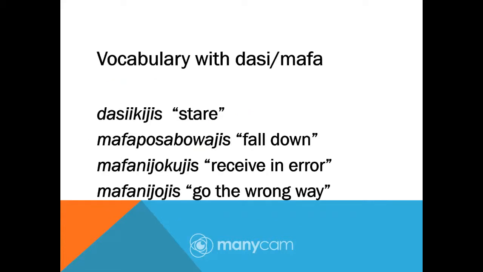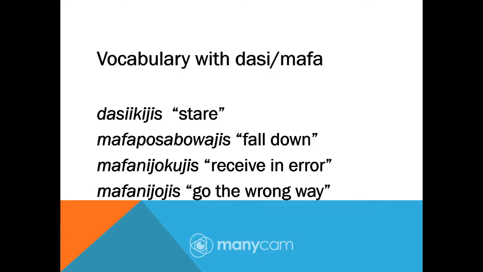Now, just to draw your attention to the fact that there are vocabulary items in Latropeth that inherently contain these forms, dasi and mappa. So, for example, dasi ikis, to stare. Ikis is to see. Dasi ikis, to see with intent or to stare. Mappa posa boais, to fall down. Posa boa, hit ground. Mappa posa boais, hit ground unintentionally. Mappa neo puis, receive an error.